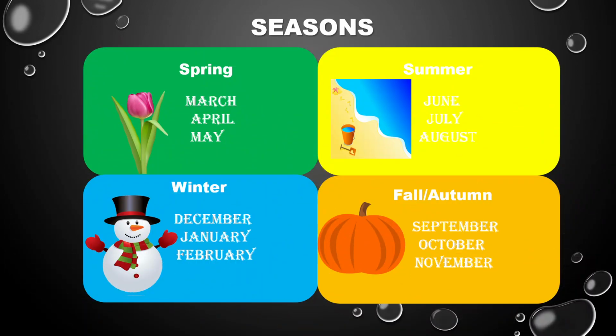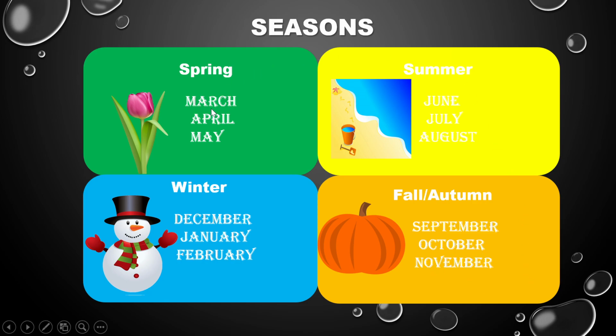Seasons. The months that contain spring are March, April, May. The months that contain summer are June, July, and August. The months that contain winter are December, January, and February. The months that contain fall or autumn are September, October, and November.